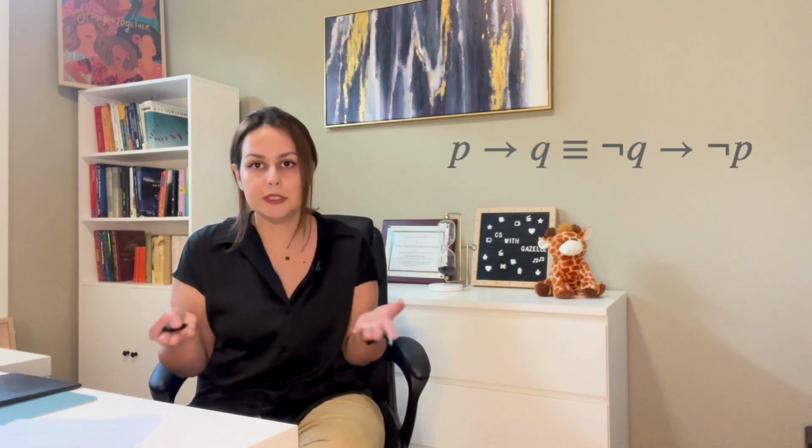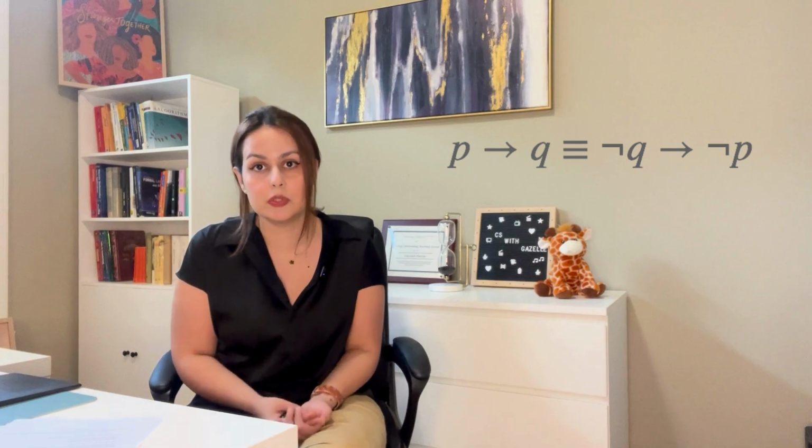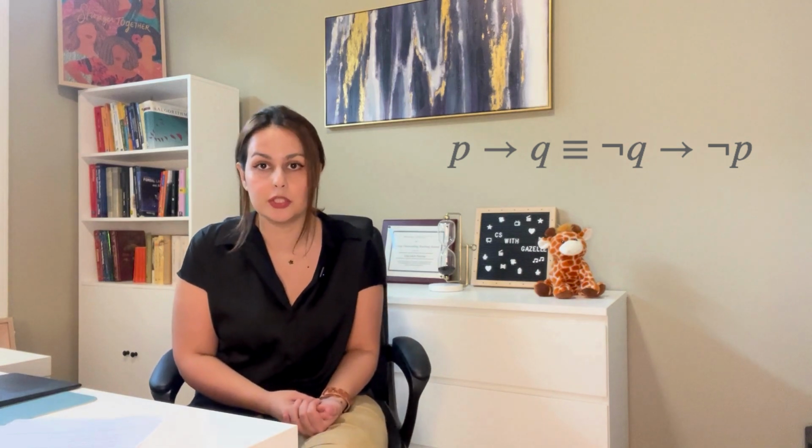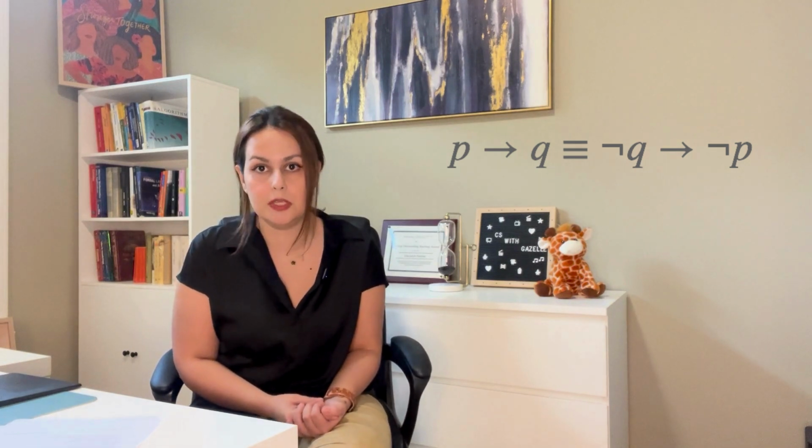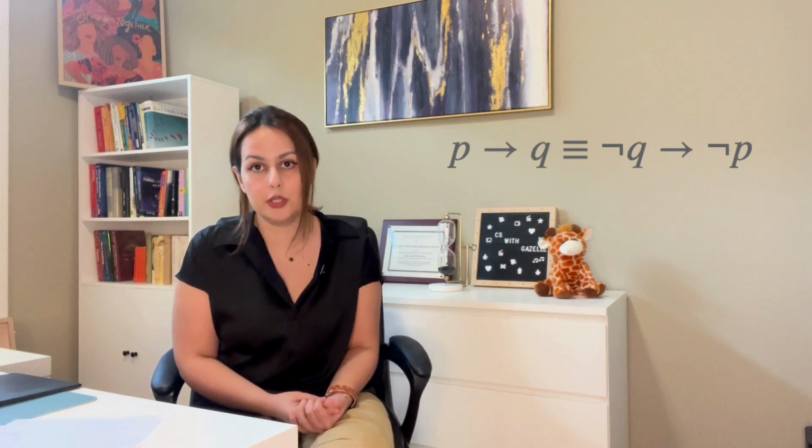Now let's learn about indirect proofs. Sometimes it is not easy to start from P and reach Q. In these cases, we need to use indirect proofs. The 2 indirect proofs that we are going to cover here are contrapositive and proof by contradiction. So let's talk about contrapositive. If we have a P then Q statement, it is known that it is equivalent to not Q implies not P. These 2 statements are equivalent.